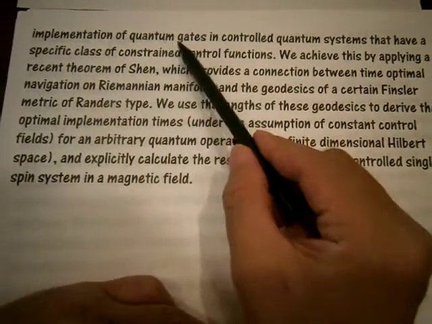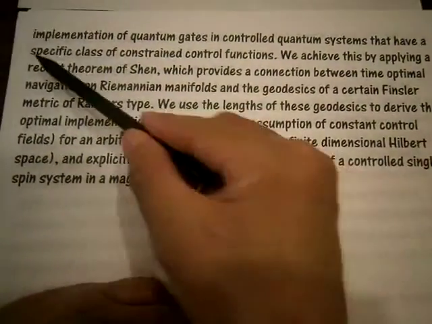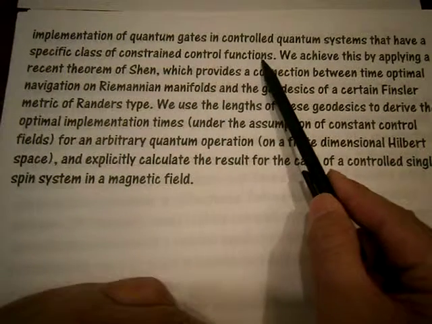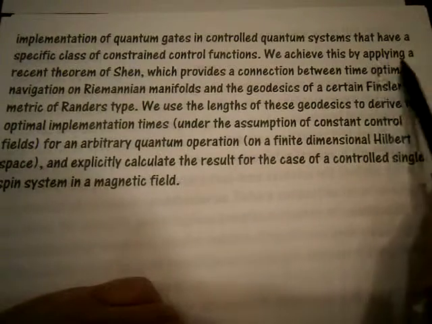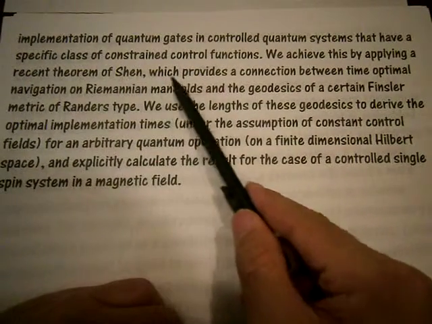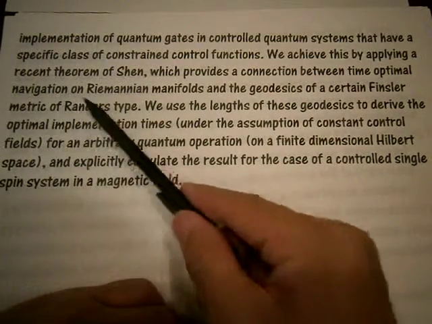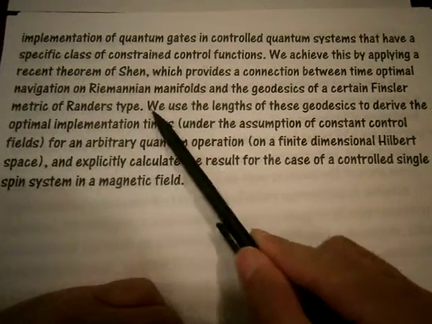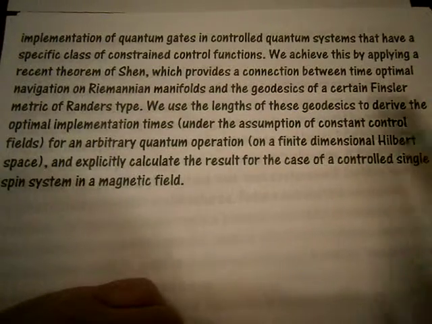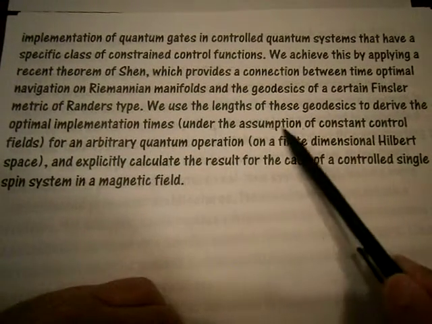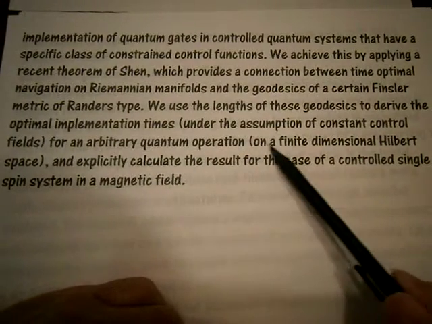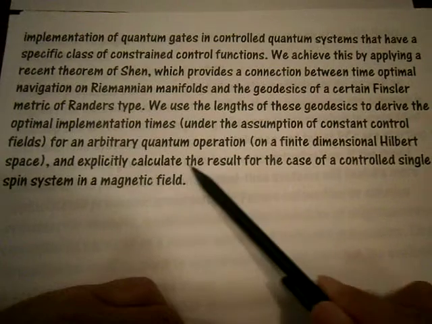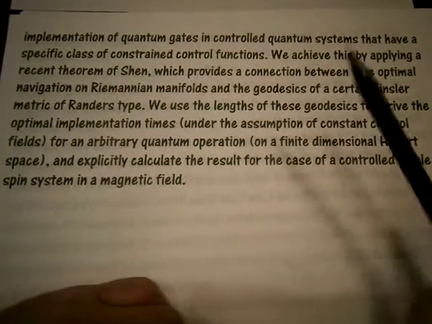Implementation of quantum gates of control quantum systems that have a specific class of constrained control function. We achieved this by applying a recent theorem of Shen, which provides a connection between time optimal negative Riemannian manifold and U-side under certain Fisher matrix line type. We use the length of geodesic derived from the optimal implementation time under the assumption controlled field arbitrary quantum operation when limits Hilbert space. Efficient calculation realized the case control of single system magnetic field.